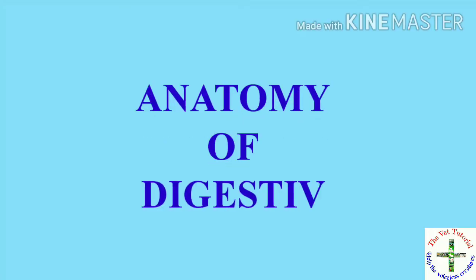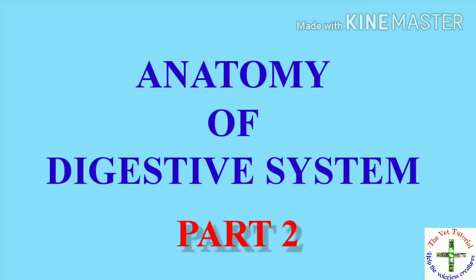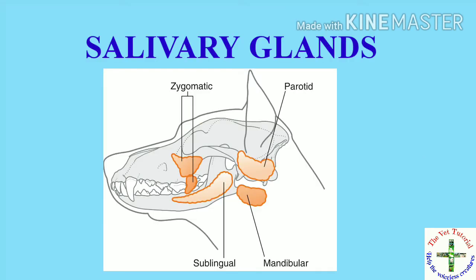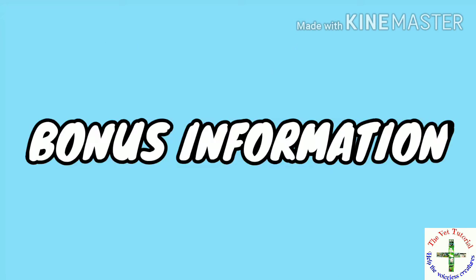Today we are going to study the anatomy of digestive system part 2. In this we are going to study about different types of teeth and salivary glands of animals. And lastly I will give a bonus information.